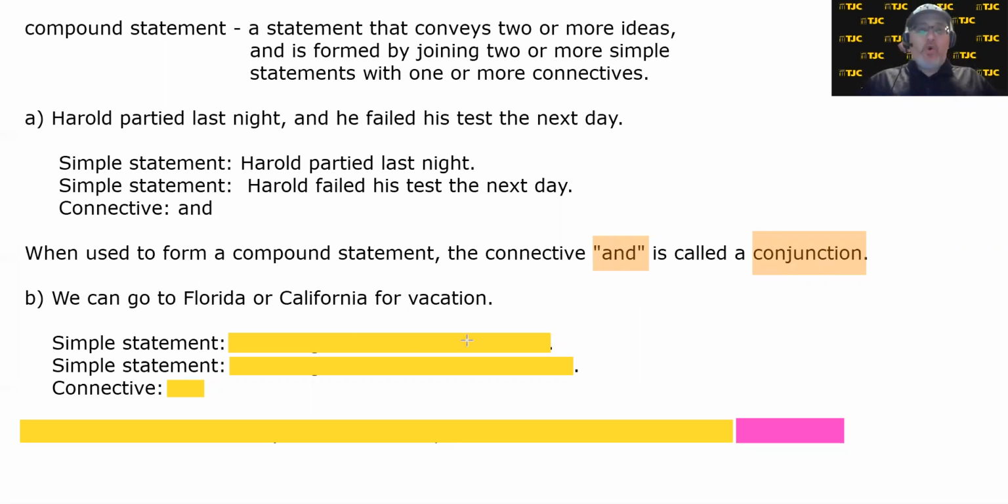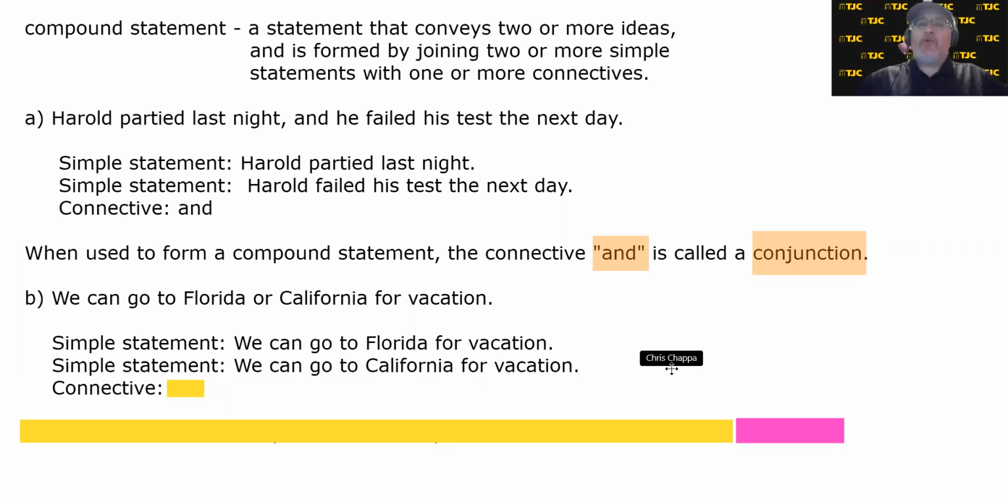B, we can go to Florida or California for vacation. What do you think the two simple statements are? Now, unlike the previous sentence, this one does not have two subjects, does not have two verbs. It has a single subject, we. It has a single verb, can go. It has a compound prepositional object, if you will, to Florida or California. But what's the first simple statement? Oh, so you're saying we can go to Florida for vacation. Yes, that is one simple statement. And what is the other? We can go to California for vacation.